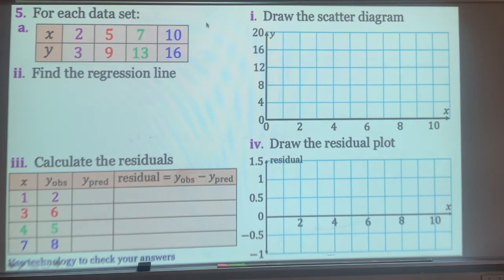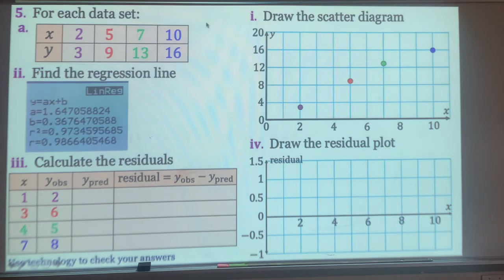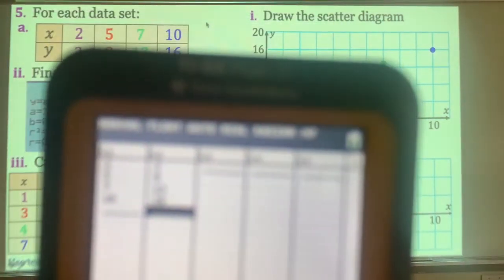So you go back to stat, edit, 2, 5, 7, 10. This is an easy one to type in, this table. 3, 9, 13, 16. All right, so the regression line you guys should have found. Those should have been those points that you plotted. Type in your regression line into your calculator. Oh, I already did this. Awesome. All right, so I have this. I'm going to just show you anyway. I'll do the rest of it later.